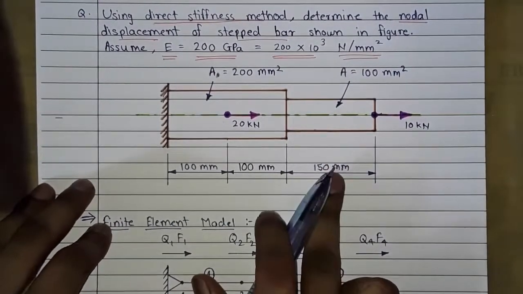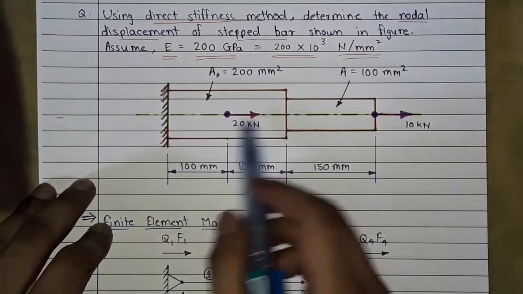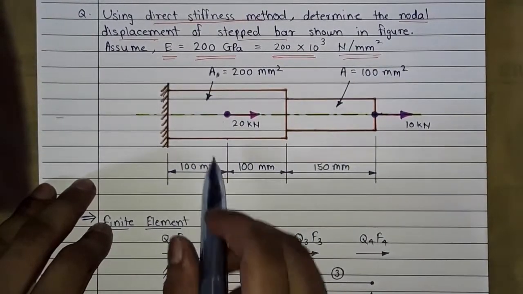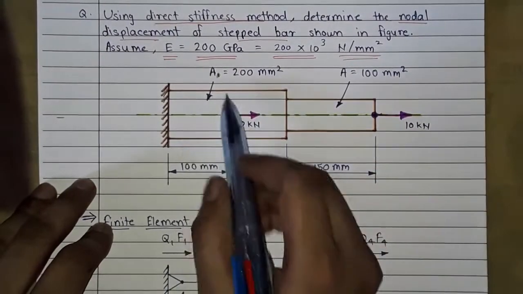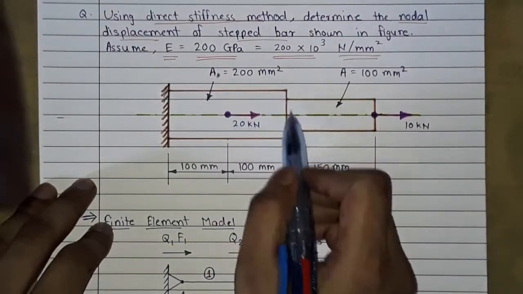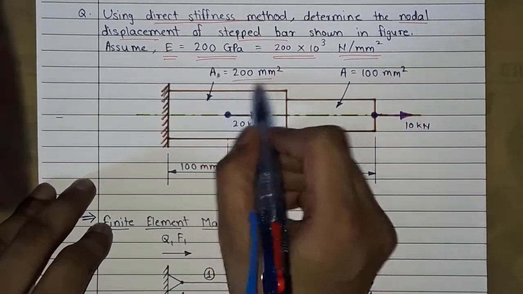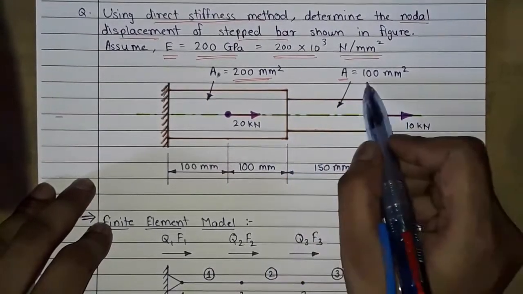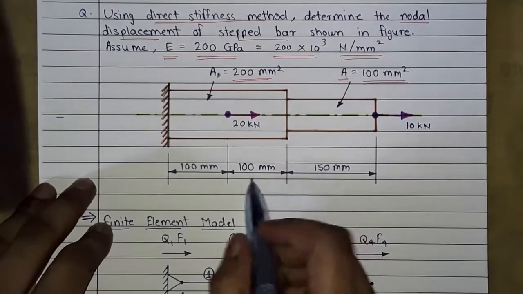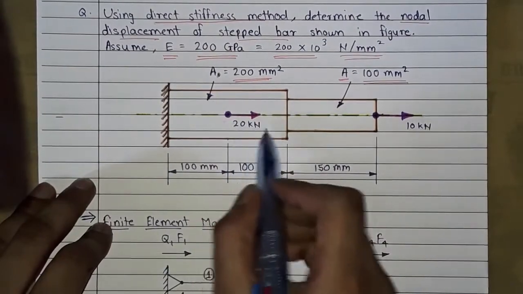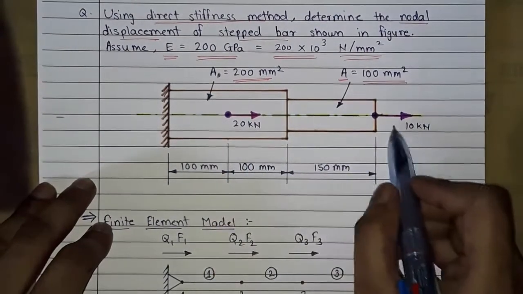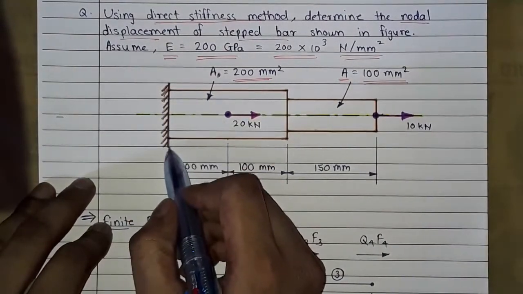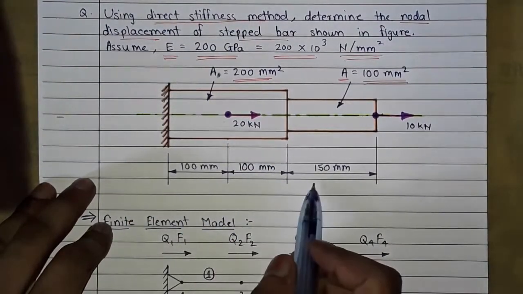Here friends, this is the question. This is a fixed stepped bar, and on this bar, this is the area of this bar, that is 200 mm square, and this is the area of this bar, which is 100 mm square. And at this point there is a 20 kilonewton force, and at this point there is 10 kilonewton force. It is fixed here, and these are the lengths.